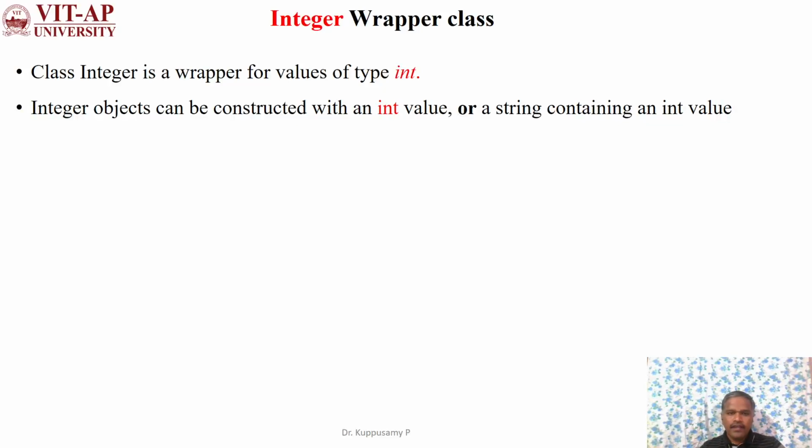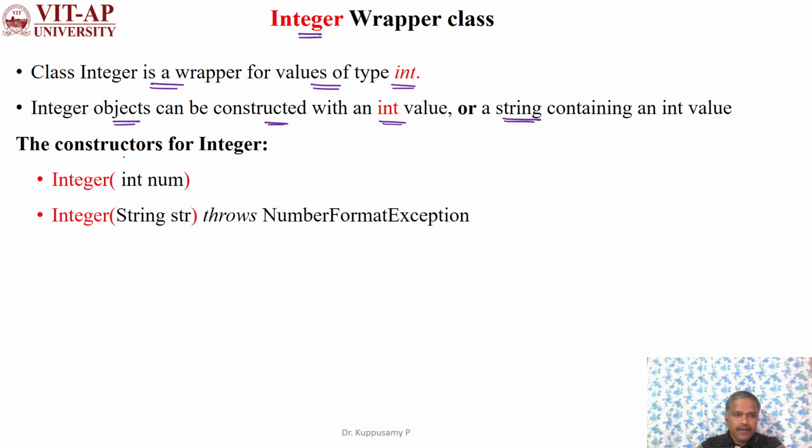Hi everyone, here we will discuss one of the wrapper class types, Integer. Class Integer is a wrapper for values which are represented with the int data type. Integer objects are constructed with an integer value, or the integer value is stored as a string data type. Here the constructors are given for the Integer wrapper class.